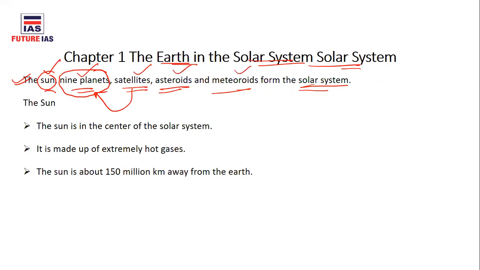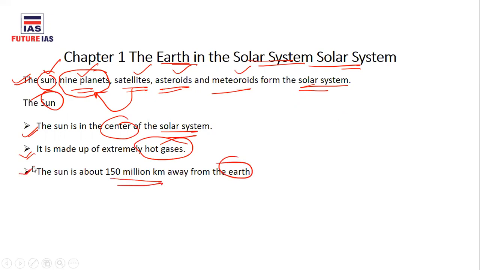Let's begin with the sun. The sun is at the center of the solar system. It is made up of extremely hot gases. It is around 150 million kilometers away from the earth. The distance between the earth and the sun is 150 million kilometers, and the temperature of the sun is very high, as it consists of extremely hot gases.